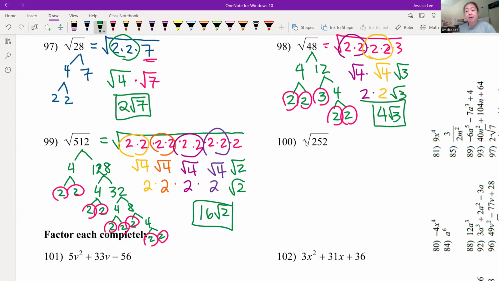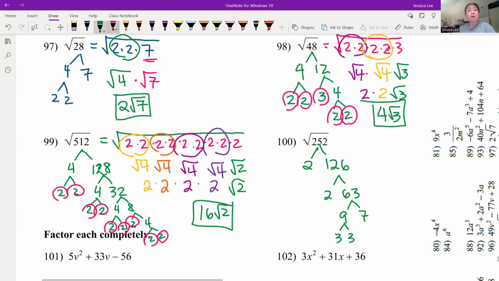Okay, last of these simplifying radicals. How do we get to 252? I know 2 goes in there for sure. 2 goes into 252 126 times. 126, I know 2 goes in there for sure, and that's going to be 63 and 2. 63, I can do 9 and 7. 9 times 7 is 63, and 9 is going to be 3 times 3.